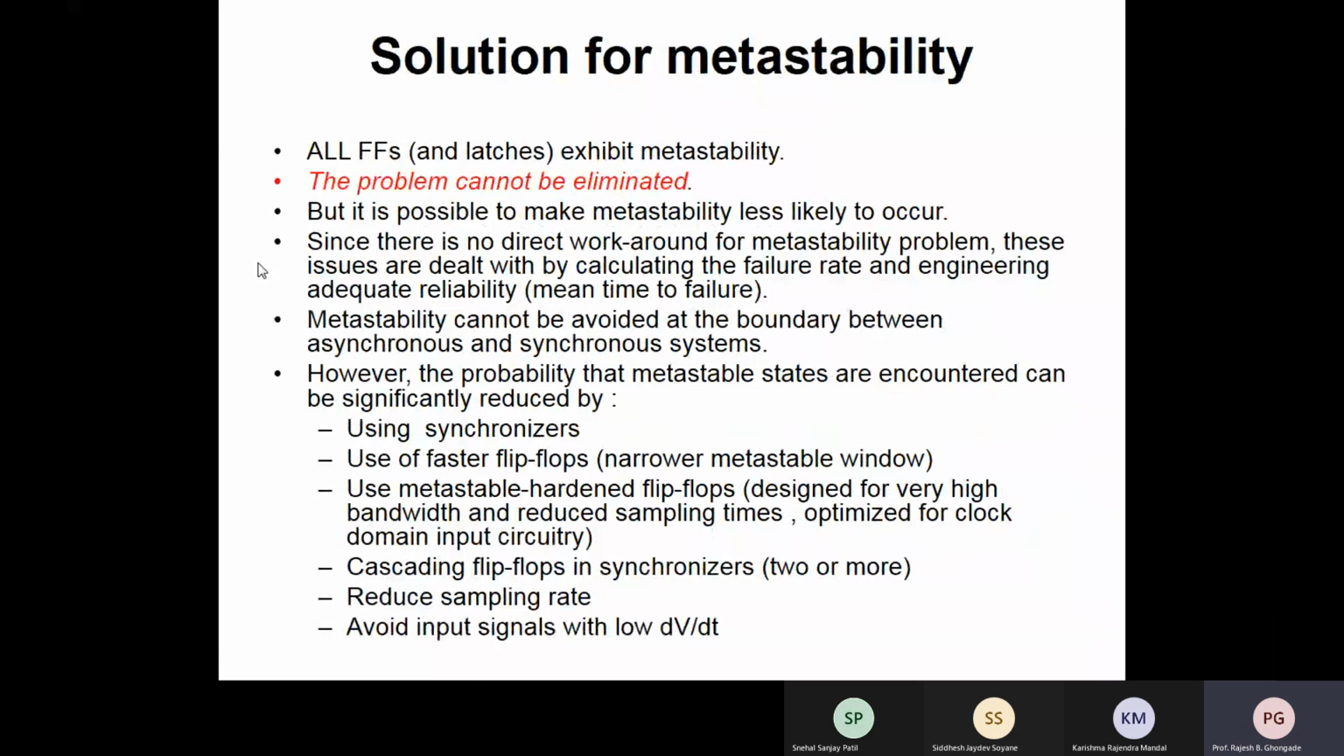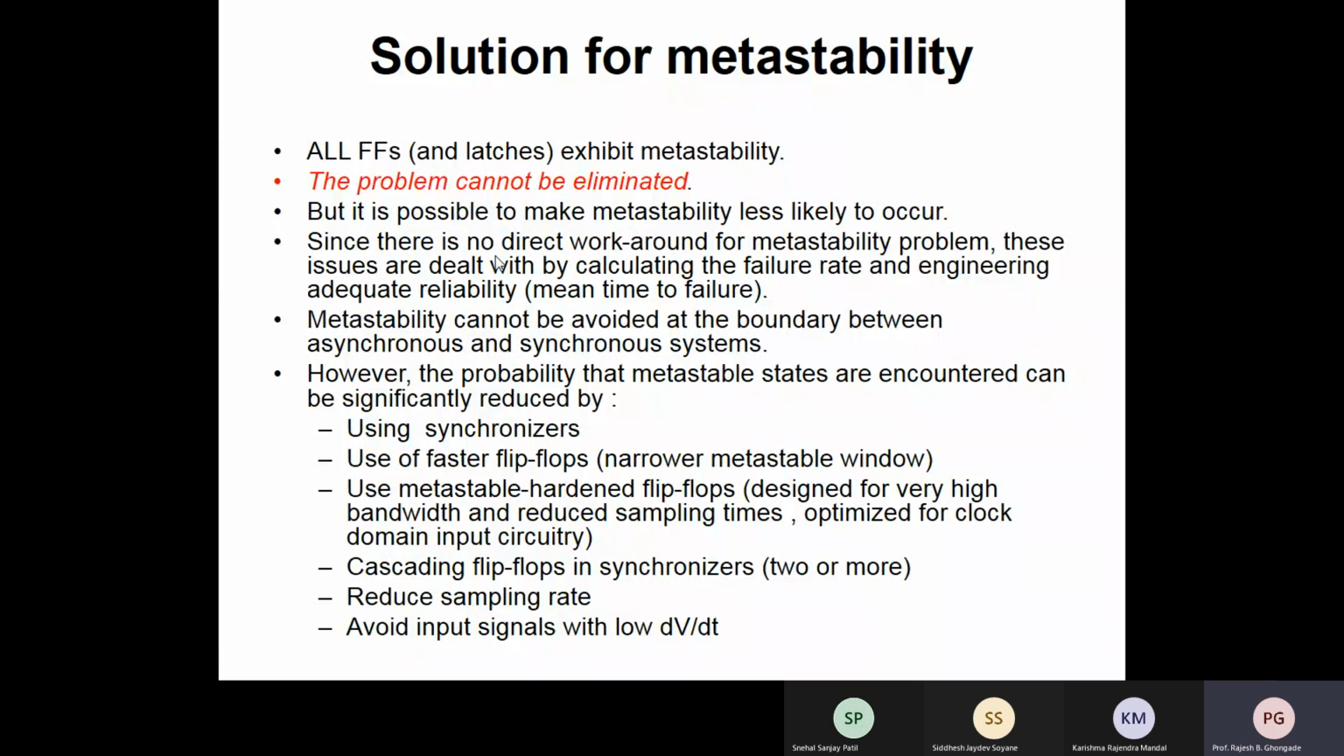Okay, so what is the solution for metastability? Is there any? Remember that all flip-flops, and of course latches also, will exhibit metastability. Now remember one thing: metastability cannot be eliminated. This is a very important statement that you should always remember. So you have to live with metastability, but there are ways and means to make metastability less likely to occur. Since there is no direct workaround for this problem, the issues are dealt with by calculating the failure rate and engineering adequate reliability, that is mean time to failure. So the reliability of your device can be projected in terms of MTBF or MTTF.